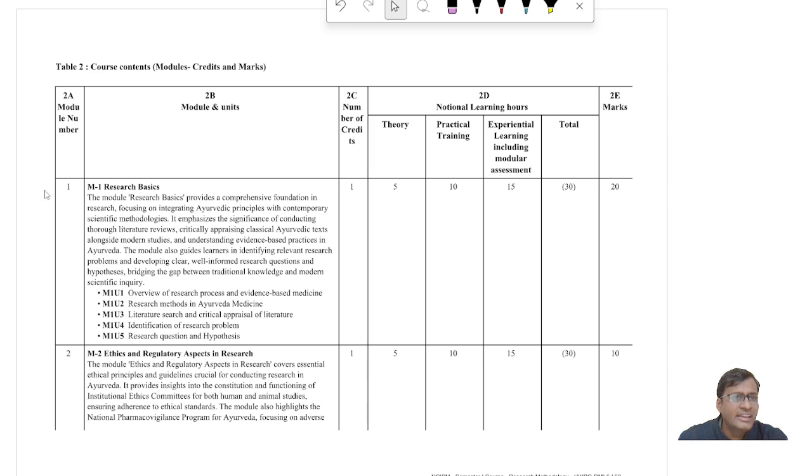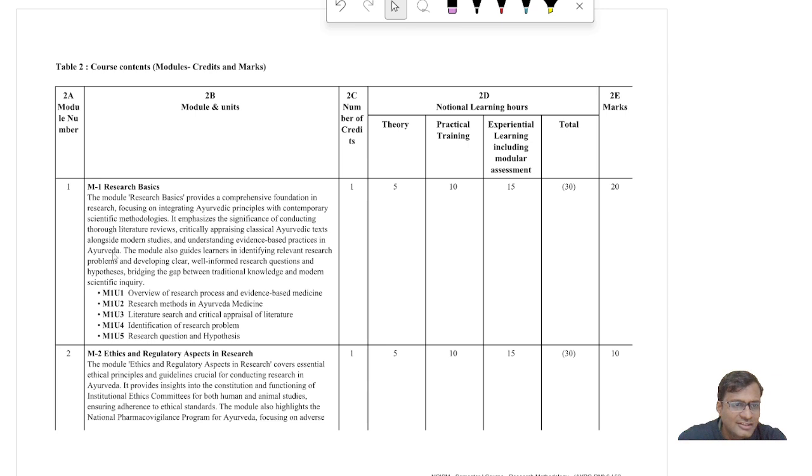Now we can see the first module, M1, that is Research Basics. In this module, the overall objective of what you will learn is given briefly here. For example, this module, Research Basics, provides a comprehensive foundation of research, integrating Ayurveda principles with contemporary scientific methodologies, literature reviews, and critical appraisal of classical Ayurvedic texts alongside modern studies. That is the entire thing you will learn under this module.